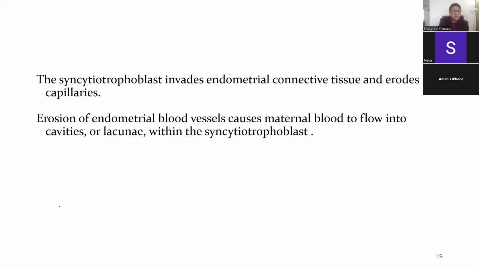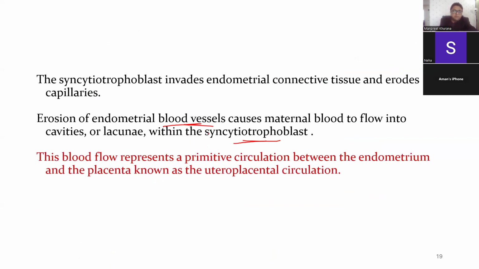Okay, now the syncytial trophoblast invades the endometrial connective tissue and erodes the capillaries. Erosion of the endometrial blood vessels causes maternal blood to flow into the cavities or lacunae within the syncytial trophoblast. That is what I was telling about, right? So the maternal blood is flowing inside from the endometrial blood vessels. Now, this blood flow represents a primitive circulation, known as the uteroplacental circulation. This is a type of primitive circulation.